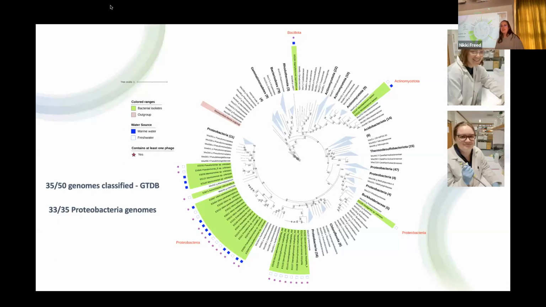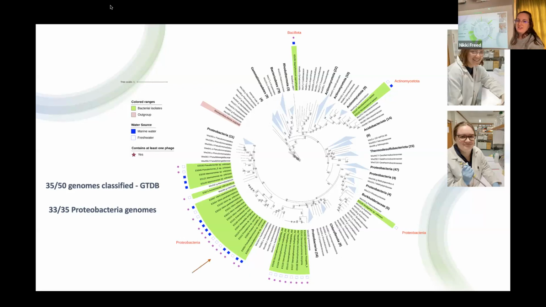So just a few findings. This is Sophie and Esme's project, where they were looking at integrated prophage. They were only able to classify 35 of 50 of their assembled genomes, which just goes to show that there's quite a lot of diversity out in the estuary that we haven't sampled before. So that's really cool. And 33 of those 35 were actually proteobacteria genomes. So we have quite a good understanding now of the proteobacteria community within the Waiwere estuary.